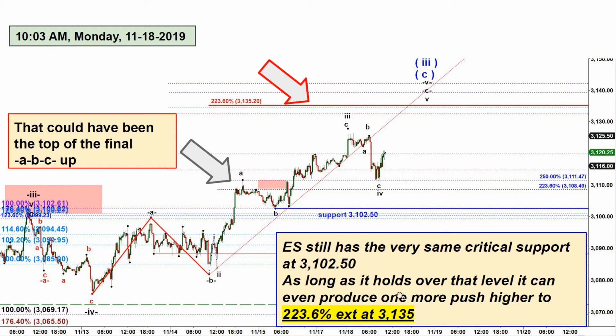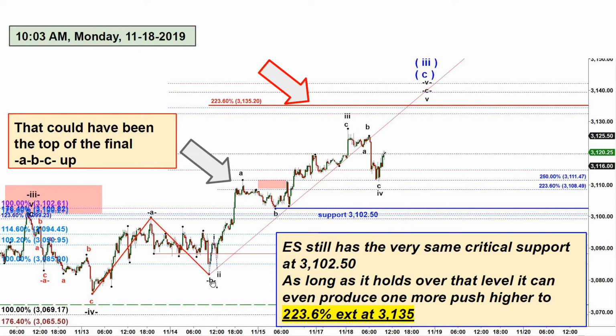This is what I wrote to my subscribers: as long as it holds over that level, it can even produce one more push higher to the 223.6% extension at 3135. And as you know, ES stopped at 3132.50. And this is the extension I'm talking about. Again, off the bottom of microwave 4 down, we measure subwave A up, project it from the bottom of subwave B down, and we deal with that extreme 223.6% extension.